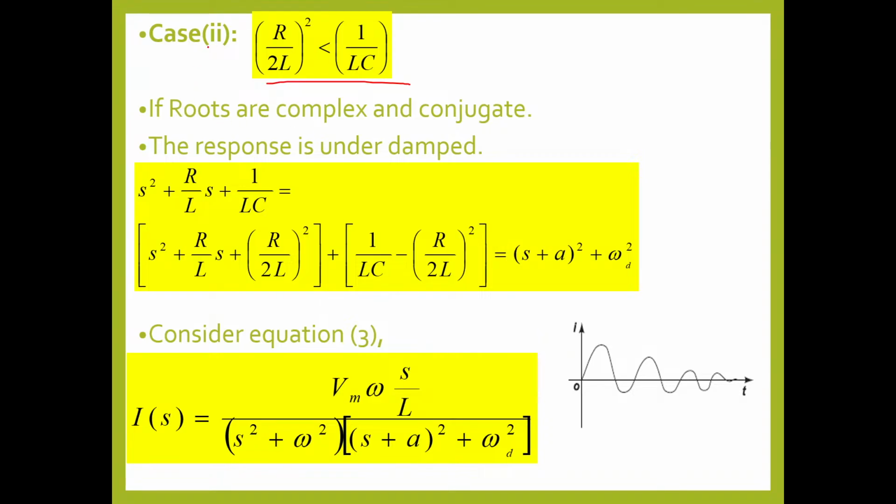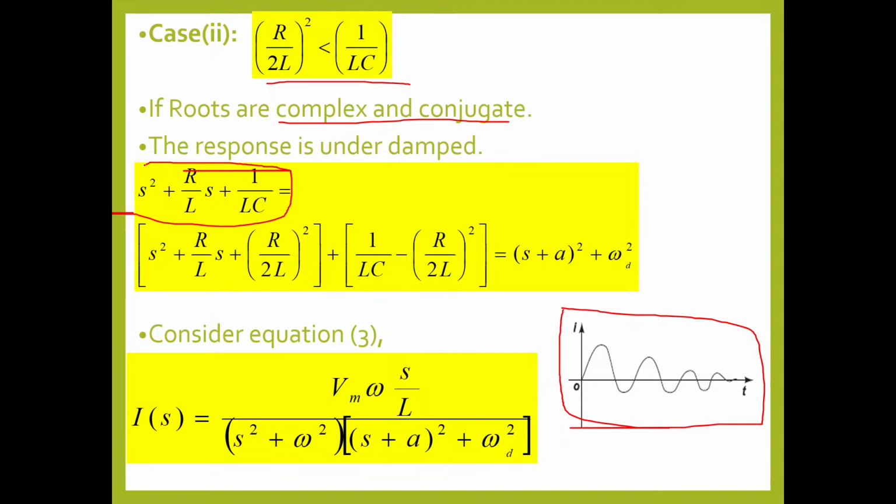In that case the roots are complex and conjugate, and the response current i(t) will look somewhat like this. Since the roots are complex and conjugate, s² + (R/L)s + 1/LC can be rewritten as (s+a)² + ωd².